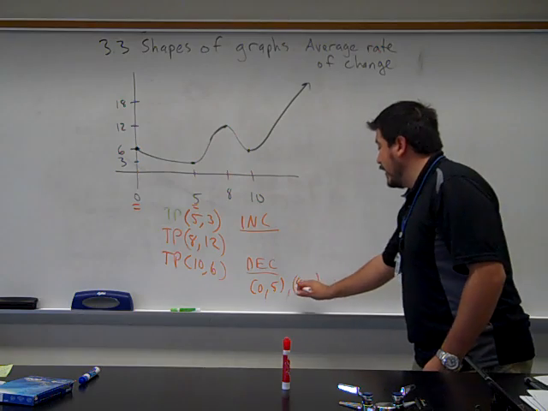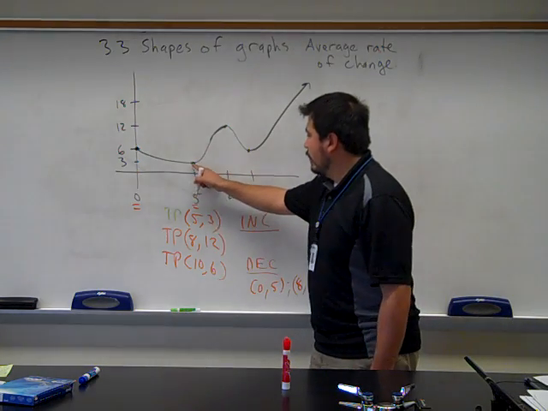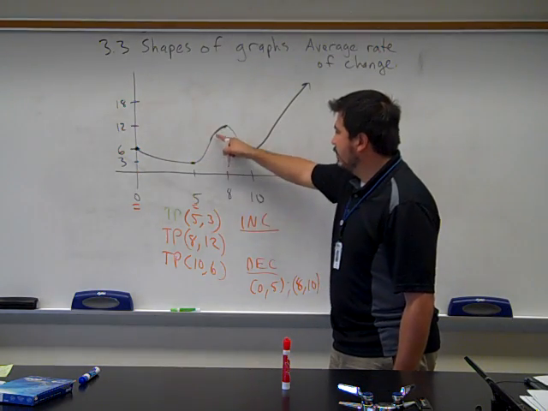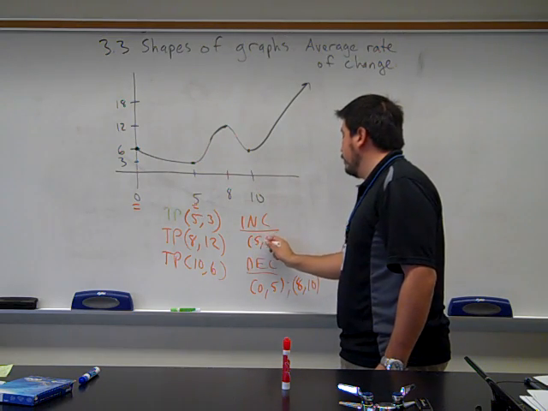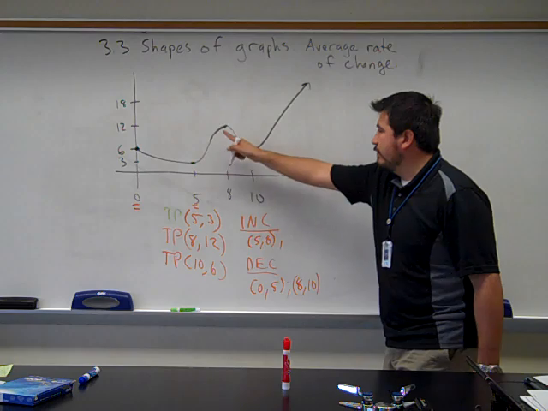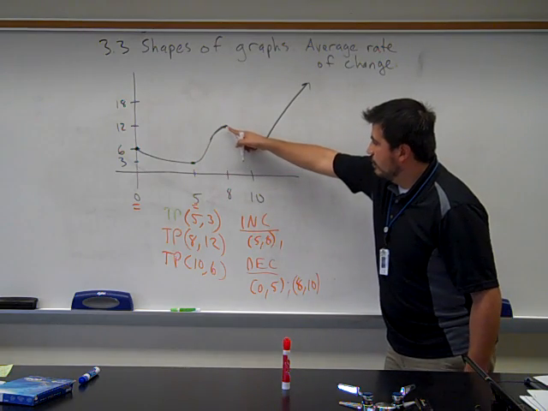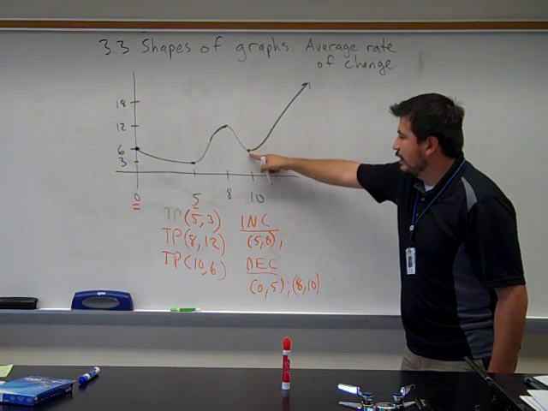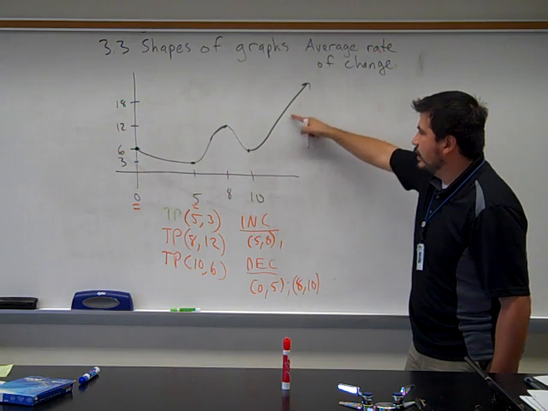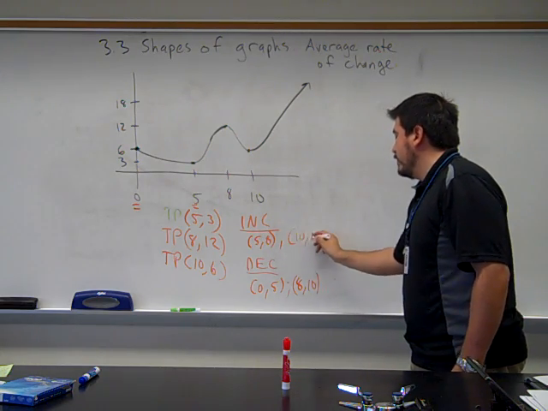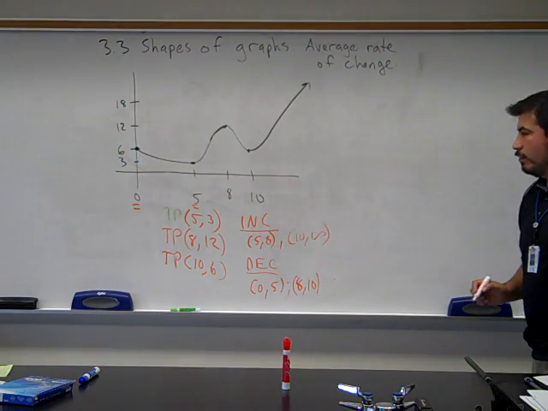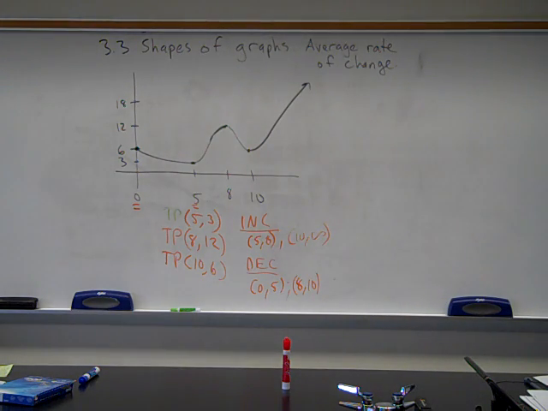Okay? And now increasing, well, from 5 to 8, my graph is going up. It goes down afterwards until we get to x equals 10, but then after x equals 10, it looks like it increases the rest of the way. So from 10 to infinity would be increasing.